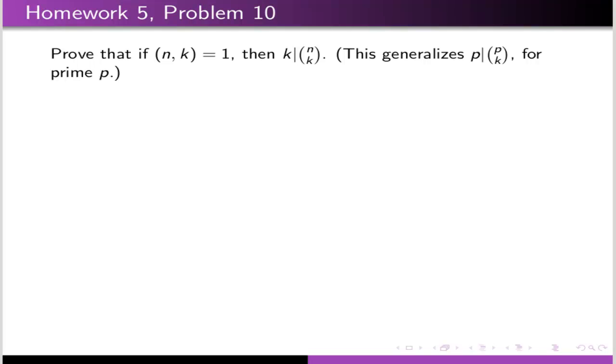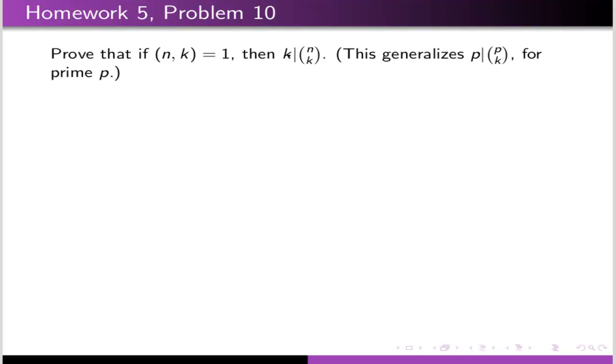Okay, problem 10. Prove that if n is relatively prime to k, then n is a divisor of n choose k. So we had proven a theorem that says for primes, p is always a divisor of p choose k for any smaller integer k. And so this is generalizing it. If we don't have a prime up in the top spot, so n is an arbitrary positive integer, as long as the lower entry is relatively prime to n, we still have this type of divisibility criterion.